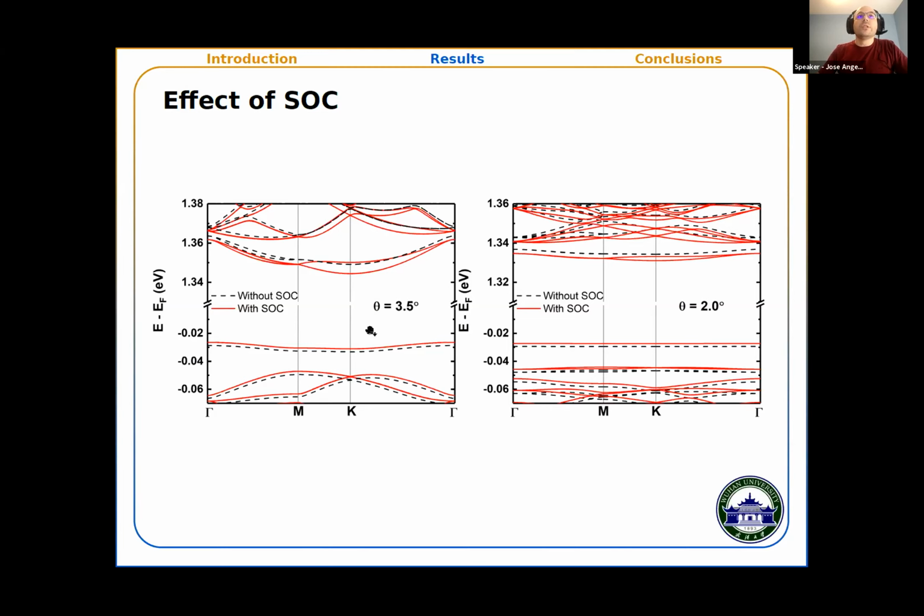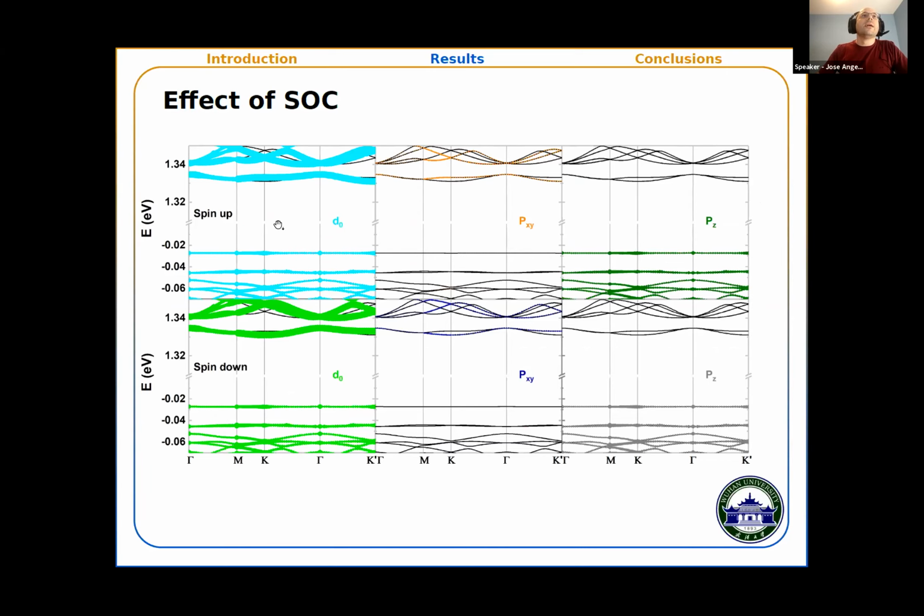If we twist even more the system, what we would see is that this splitting becomes smaller, but it still exists. So now we can look at the orbital character and the spin character of the bands, and we can see that the spin is pinned. It's spin locked at K and the K prime with different spins at each of the points.